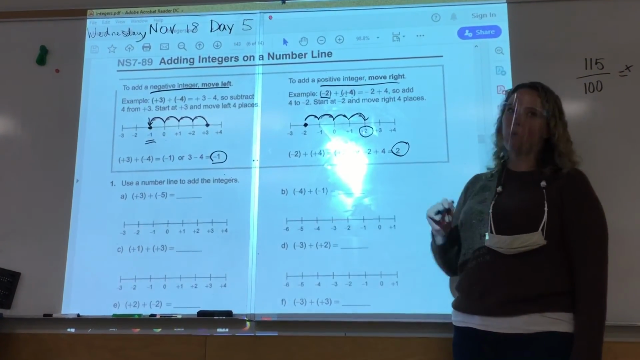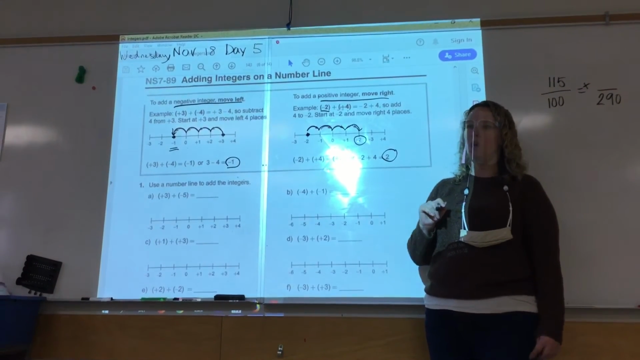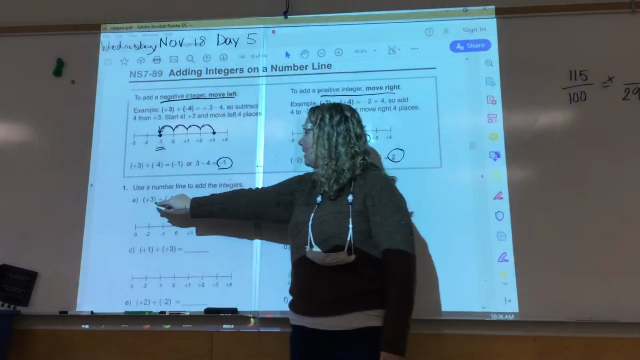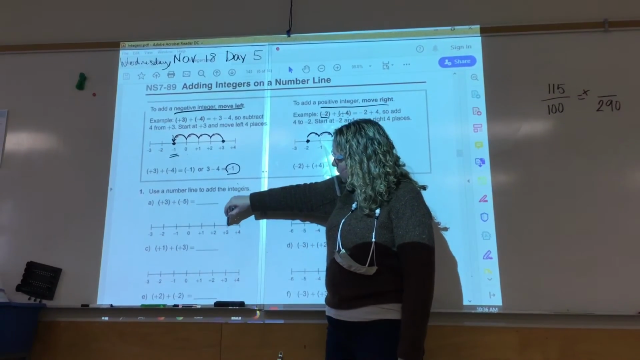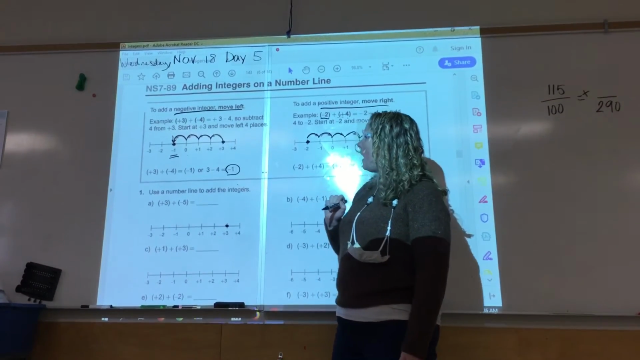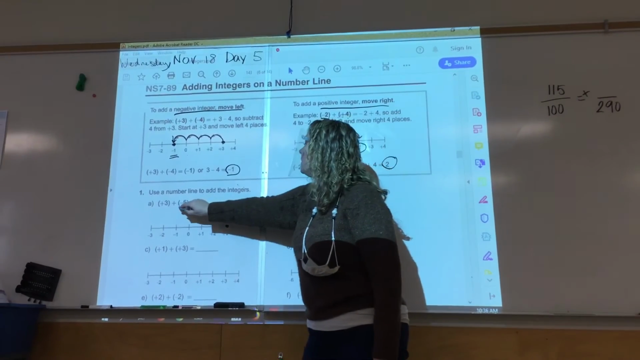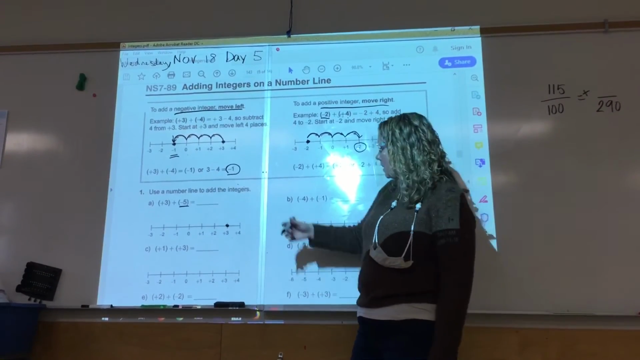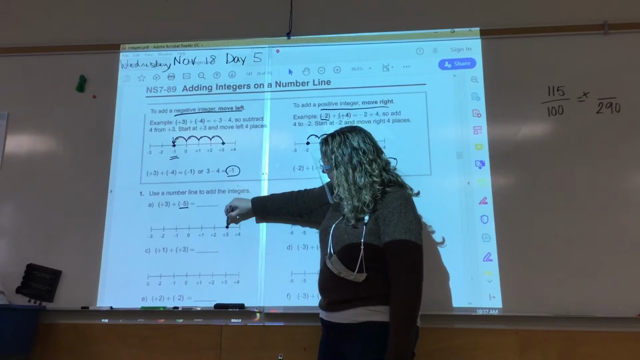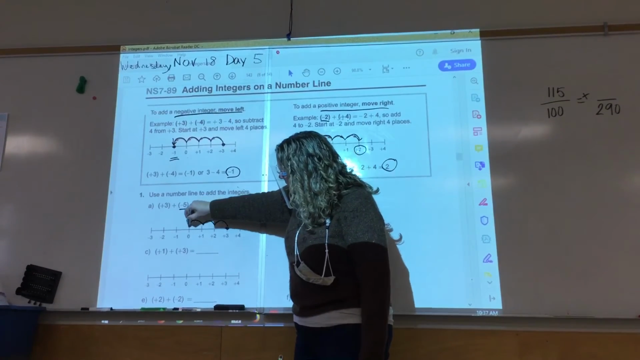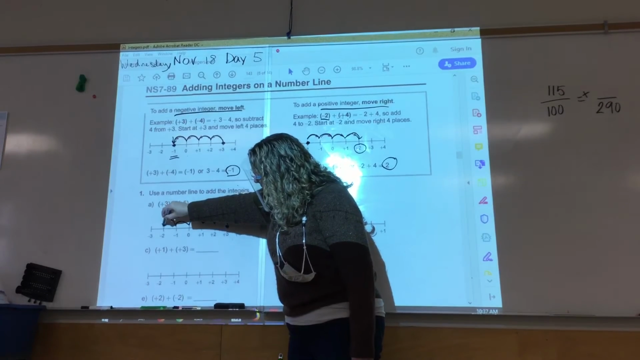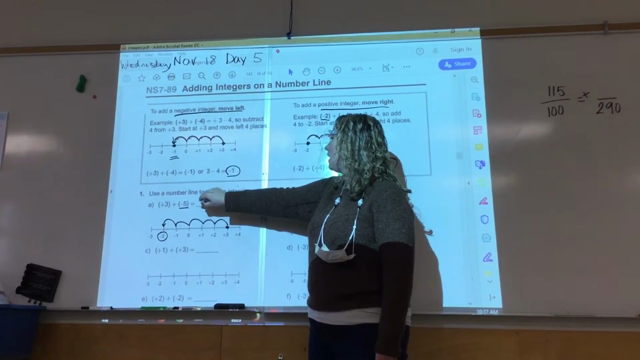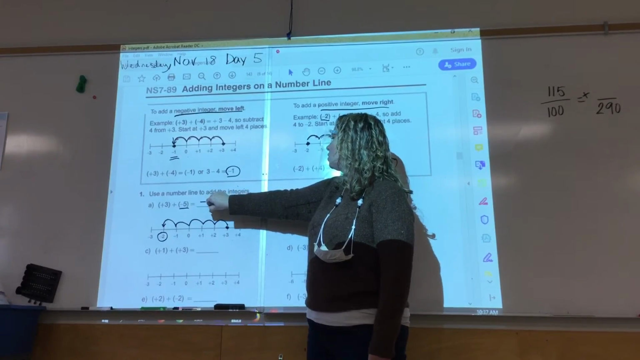Okay? I'm going to do number 1. We're going to do number 1 together. So find number 1 on your sheet. Okay? Our first term is positive 3, so I'm going to put a dot at positive 3. And our second term is a negative integer. Okay? That means I'm moving to the left. Okay? And I'm going to move 5 jumps. 1, 2, 3, 4, 5. And I end up at negative 2. So positive 3 and negative 5 equals negative 2.